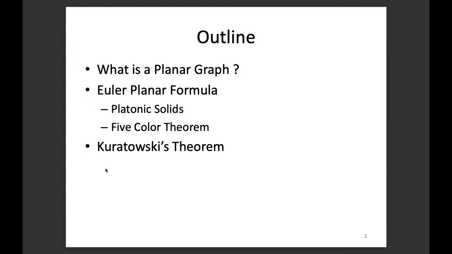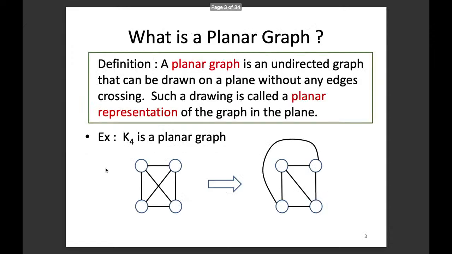So we want to define what is meant by a planar graph, and importantly, we want to give the Euler planar formula. Okay, so what is a planar graph? A planar graph is an undirected graph such that we can draw the graph on a plane, on a piece of paper, without any edges crossing.